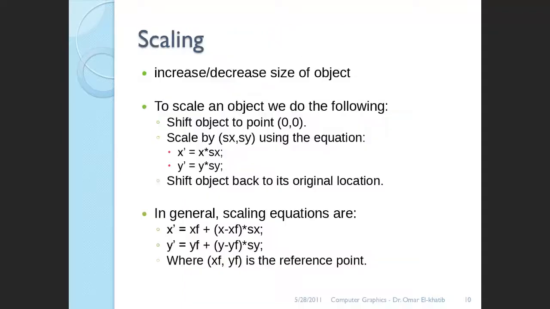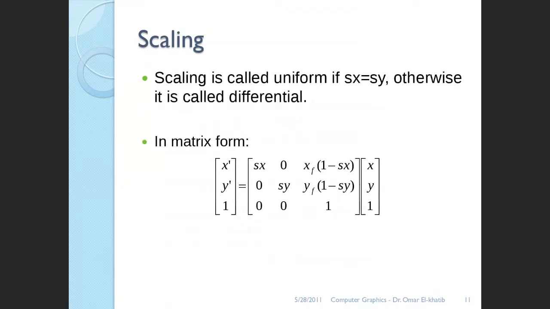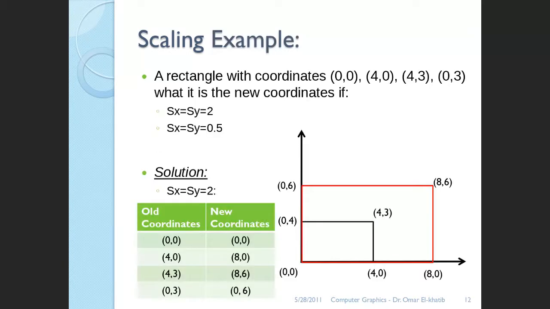The next thing is scaling, which means that we want to increase or decrease the size of an object by some values. For example, for a square, we will increase one side or the other side because there are x and y positions. In the case of a circle, we will change the value of the radius to give it a different scaling. Scaling is uniform if both the x and y scaling factors are the same. If they are not the same, then it is called differential. This is an example of scaling.